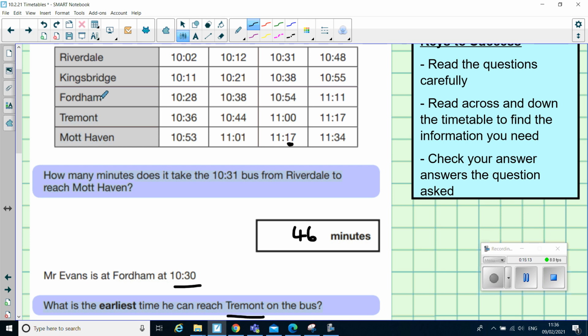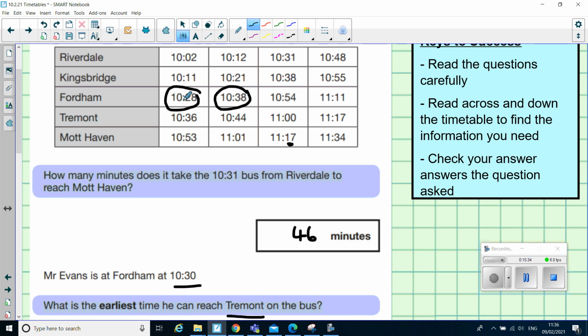Okay, this is a tricky kind of question then. We've got to think about this practically. Mr. Evans arrives at Fordham at 10:30. Well, there's a bus at 10:28 and there's a bus at 10:38. Now, what children tend to do with this question is they say, well, 10:28 is closer to 10:30 than 10:38 is, so that's the bus that he got.